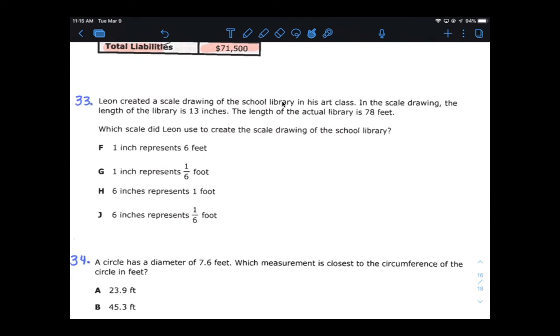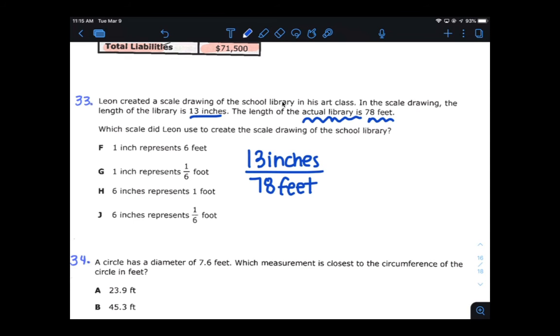Now, problem 33. Leon created a scale drawing of the school library in his art class. In the scale drawing, the length of the library is 13 inches. The length of the actual library is 78 feet. Which scale did Leon use to create the scale drawing of the school library? All right, the rate that we have here is that 13 inches in the drawing represent 78 feet in real life. We want to know the scale.